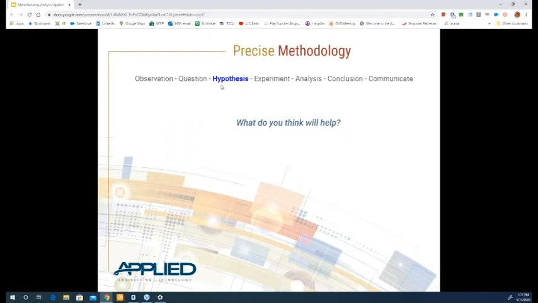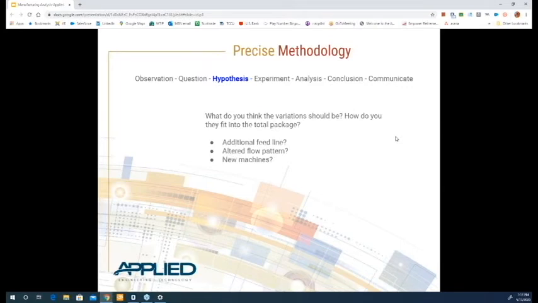So once you have a base, once you have the driver of what you have to do, then it's okay. What do you think? What will help? Well, I need another feed line, or what? So what are the variations? And this is the place where you'd want to, this is a free space for brainstorming. You could say, I think if we had another feed line, that would work.